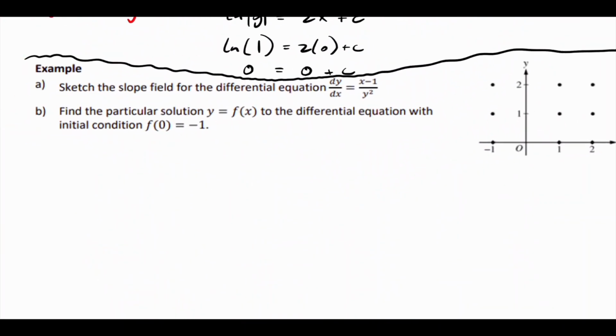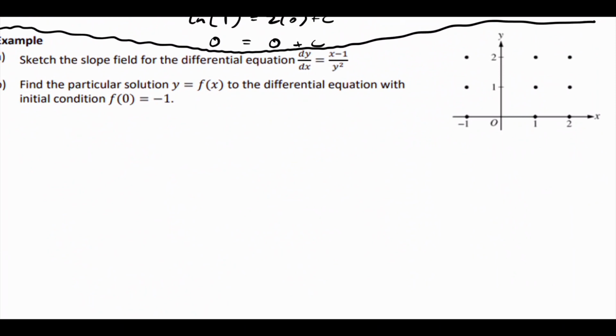Okay. So 0, 0. X is 0, y is 0. So dy over dx for 0, 0 equals x minus 1 over y squared. So at 0, 0, x is 0, y is 0. 0 minus 1 is negative 1. 0 squared is 0. What type of slope is negative 1 over 0? Undefined, right? What does an undefined slope look like?